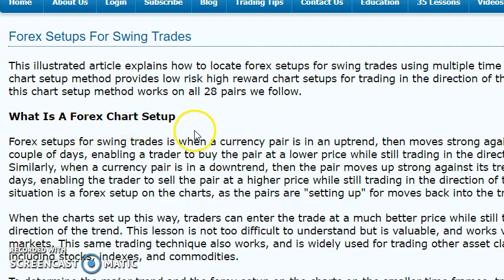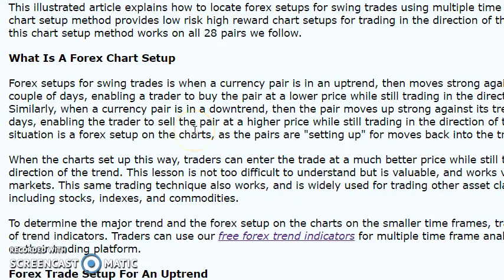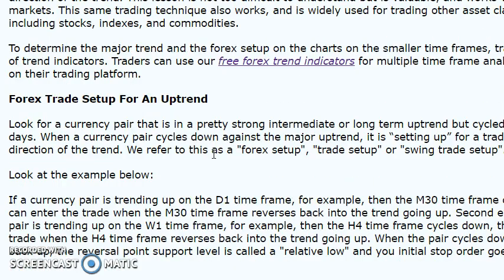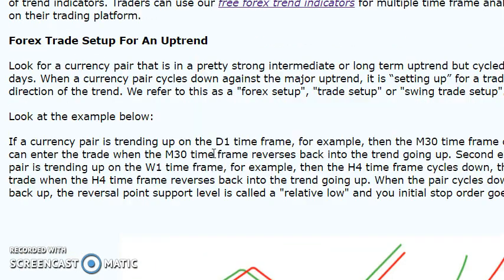So what is a Forex chart setup? A chart setup is when a currency pair is trending in one direction or the other, and then it cycles against the trend. And then you can pick up the trade in the direction of the trend, except you get a much better price. So the chart sets you up for the trade entry.